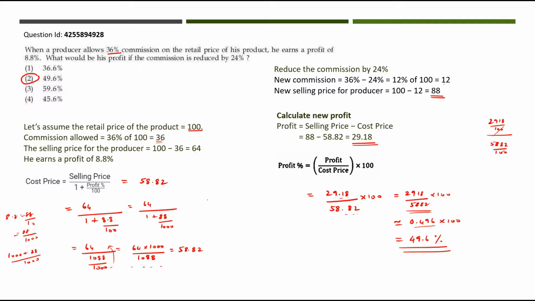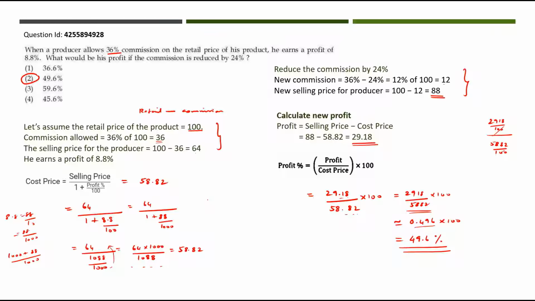So the commission allowed on the retail price is 36%, which is equal to 36 now. The selling price is computed by subtracting retail price and commission value. So this is given by 100 minus 36, which is equal to 64. So the same process we are using it for new selling price calculation.